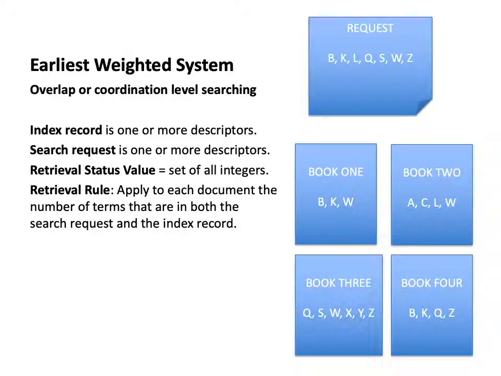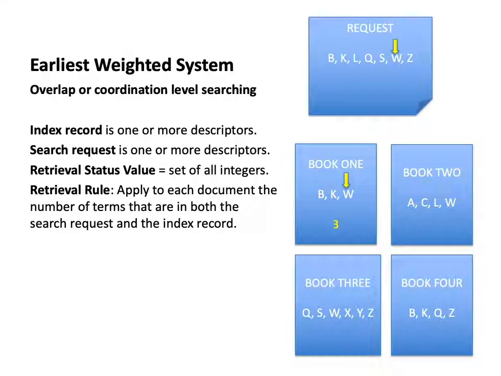The request has B. Does document number 1, book number 1, have B? Yes, it does. So we add 1 to book 1. Does it have K? Yes, it does. So we add another to book 1. Does it have L? No. Q? No. No. Yes, so we add 1 more. No. So book 1 has a value of 3, an overlap of 3.